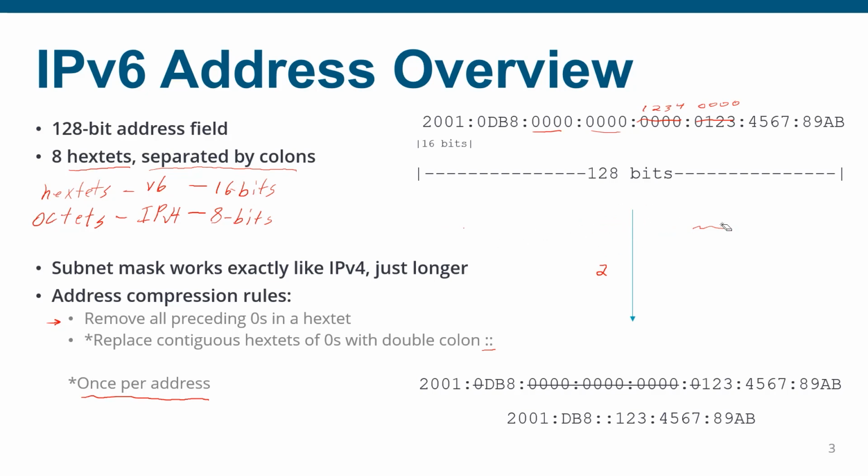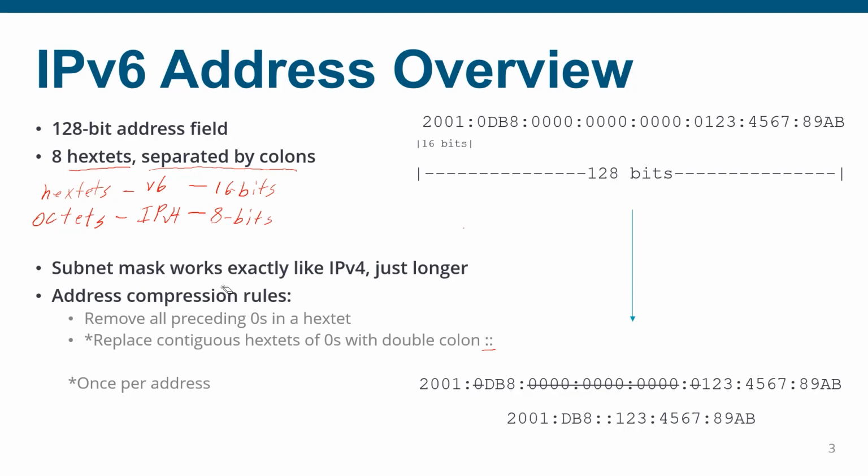So to see that in action, taking our long address up at the top here, we are striking out our preceding zeros within a hextet and replacing all contiguous zeros with a double colon. We are now left with this address here, 2001:db8::123:4567:89ab, rather than having all of our extra zeros there.